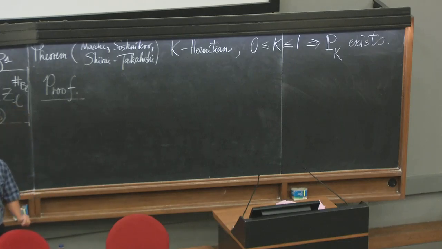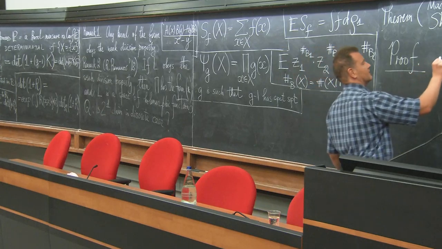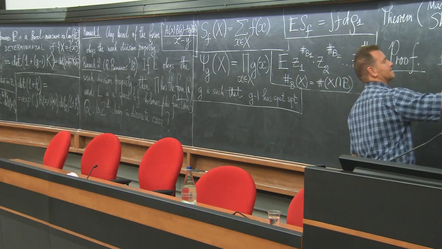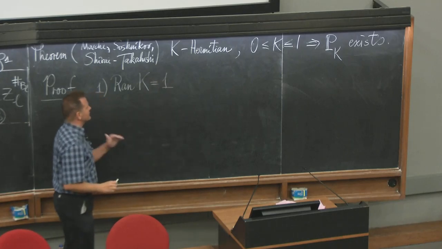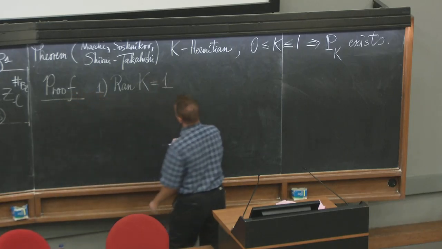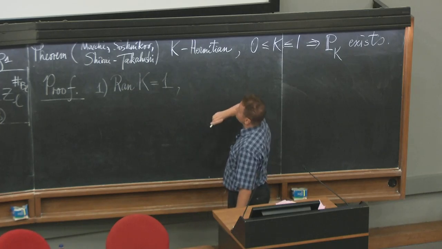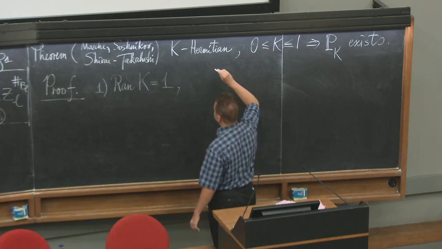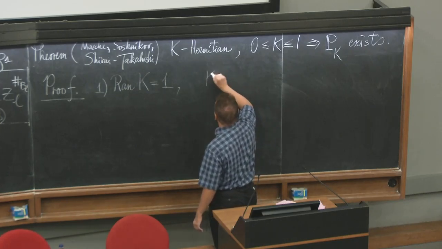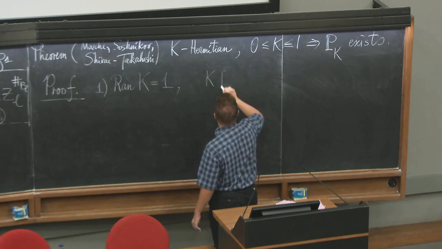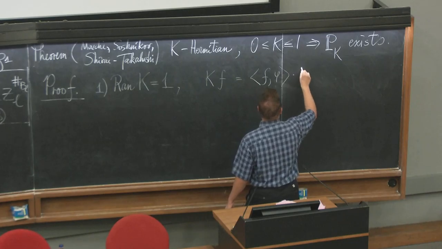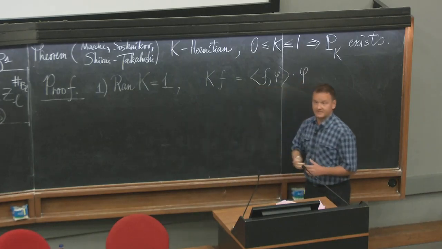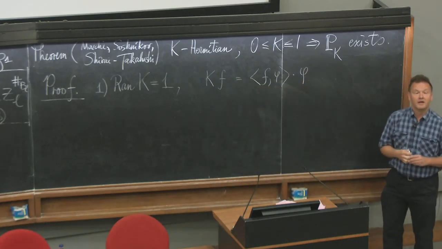And let me start with an operator of rank 1. So first case, rank k equals 1. Let me start with a projection. So k is a one-dimensional projection. That is to say, k is the operator Kf equals f phi phi. This is the operator of one-dimensional projection.